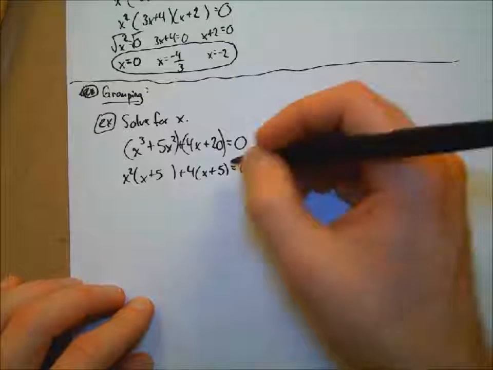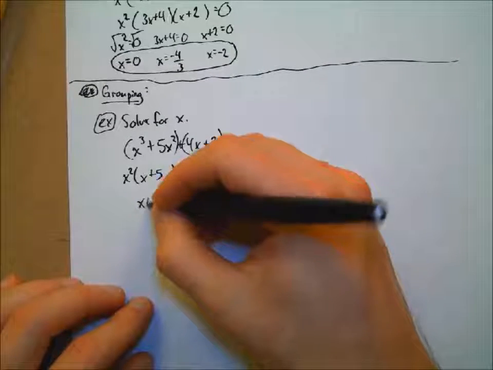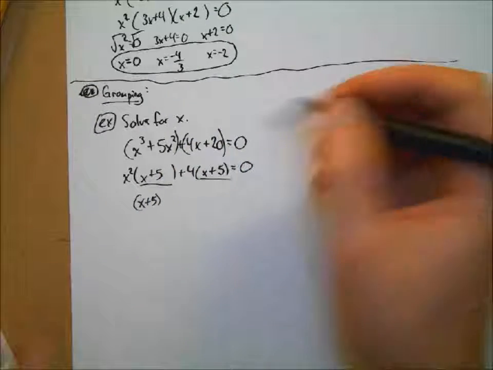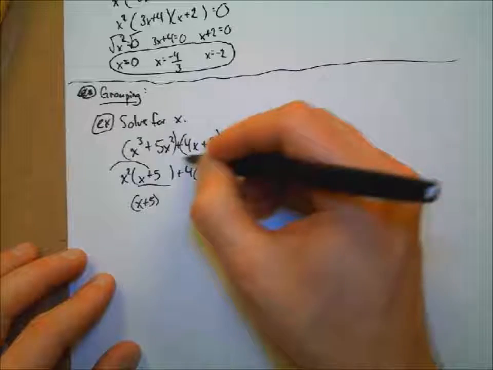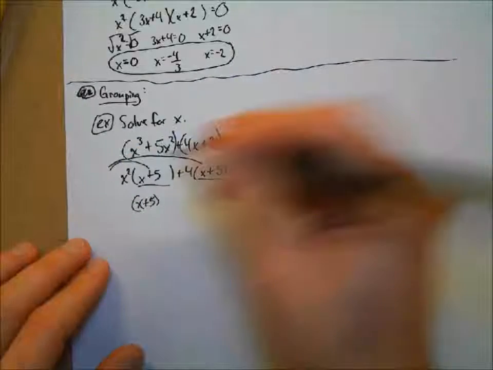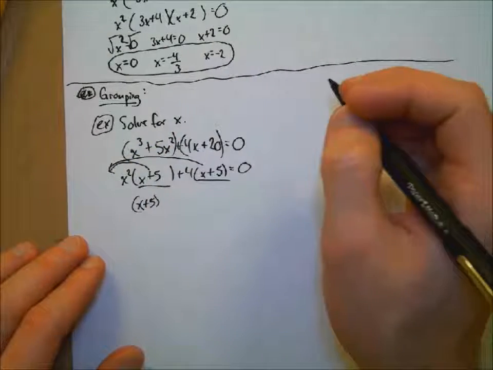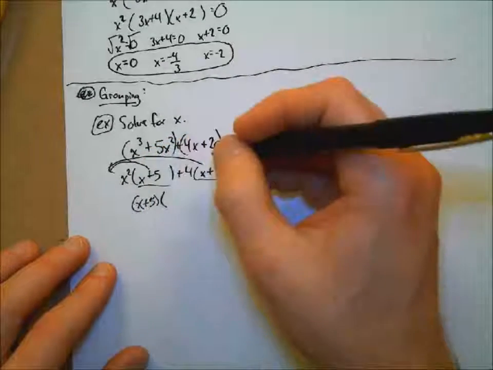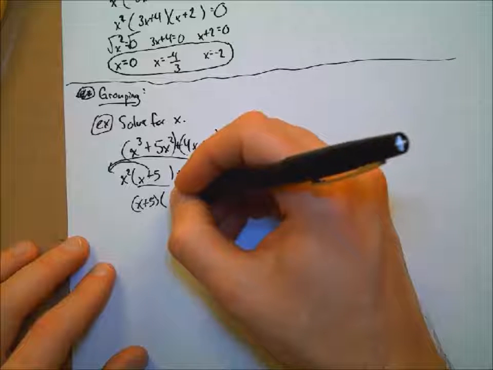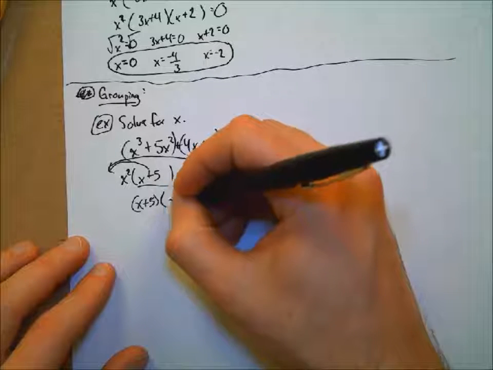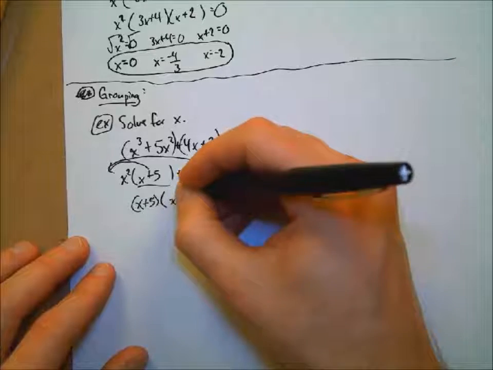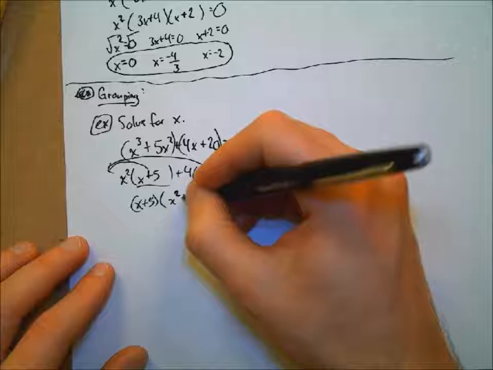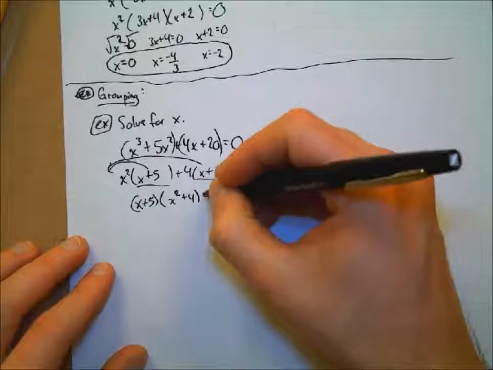All right. But since these both have an x plus 5, we can now factor that common factor of x plus 5. We'll pull that out. Kind of like imagine undistributing it. Pull it out to the front here. Okay. And so if I factor an x plus 5 out of this, what's left over? X squared. Okay, and if I factor an x plus 5 out of this, what's left over? A 4, yeah, plus 4. And again, we're still equal to 0.